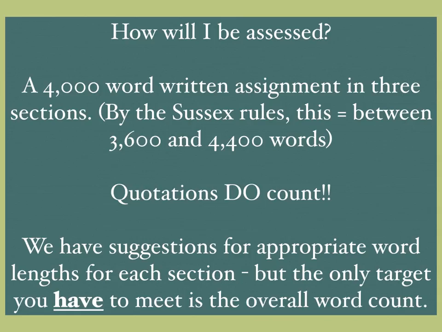So how you'll be assessed is very similar to Module 1. There's an essay, there are 3 separate sections. I'm about to show you what the 3 separate sections are now. It's the same length as Module 1, it's 4,000 words in 3 sections. Of course, on the Sussex rules, 4,000 words means it's got to come between 3,600 and 4,400. There is a little difference to the rules from the rules that we've used before.